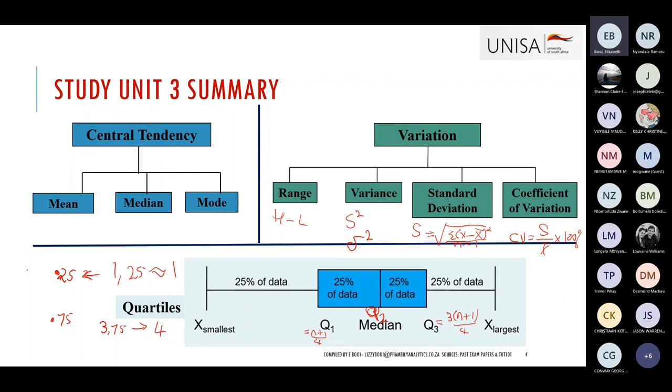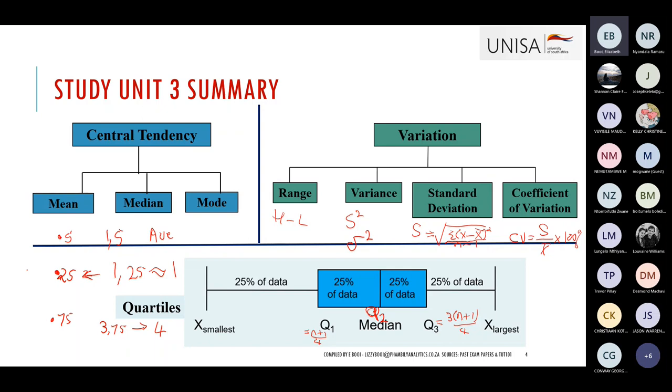But when it is 0.5, let's say it says it's 1.5, then you're going to take an average of the two values, like we do with the median, where we take the average of the two values. You need to remember those things when you answer questions relating to quartiles.